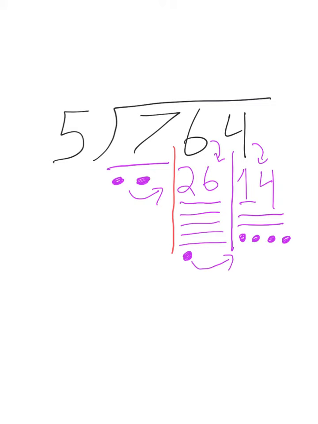Okay, now to get our answer, we count up our lines. There's one line under the 7. There are 1, 2, 3, 4, 5 lines under the 6. And there's 2 lines under the 4.